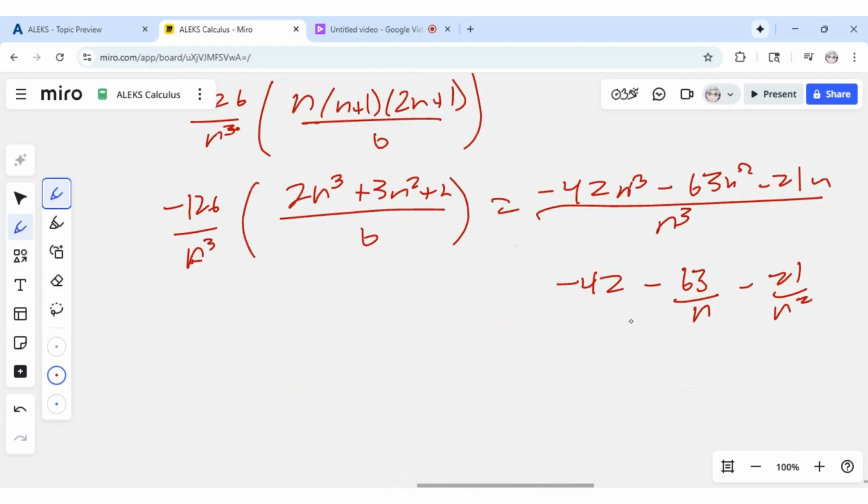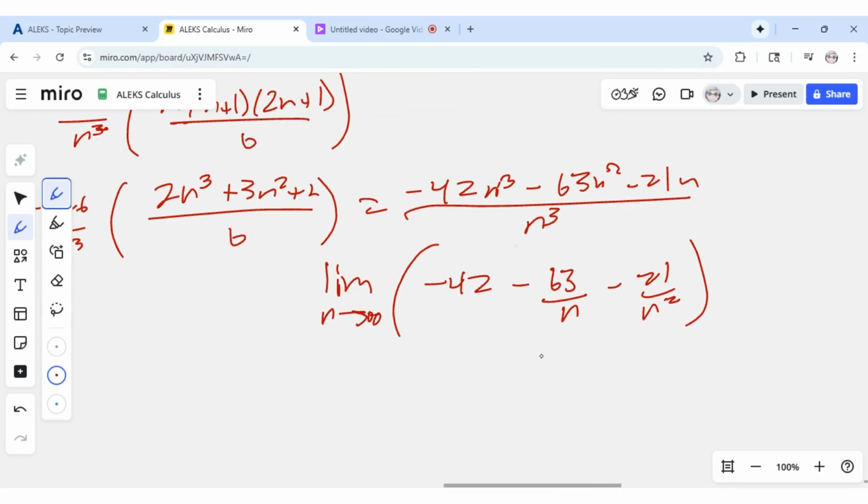Originally, we wanted to take the limit of the sum, so we need to take the limit of this as n approaches infinity. And finally, it's in a form where we can do that. If we put infinity at the bottom of a fraction, these things approach 0, and we can ignore them, and our answer ends up being negative 42. So the area under that curve on the interval 0 to 3 was negative 42. How is it a negative number? Well, that's how it registers if the curve is below the x-axis, as a negative number.